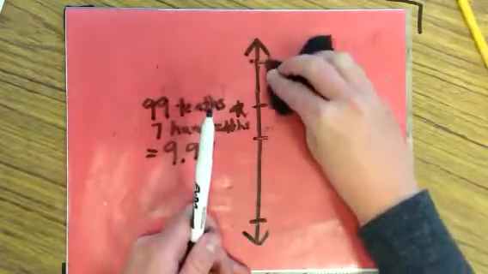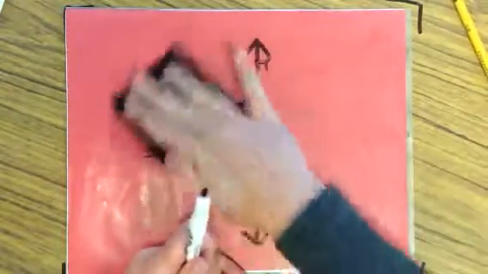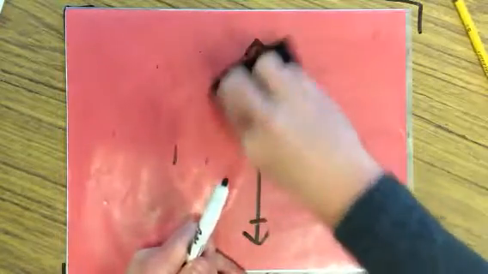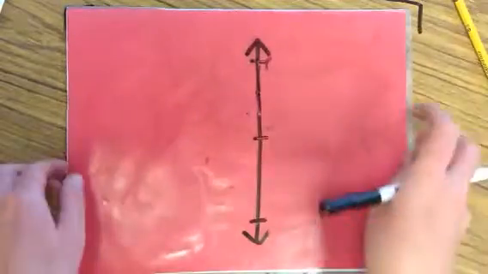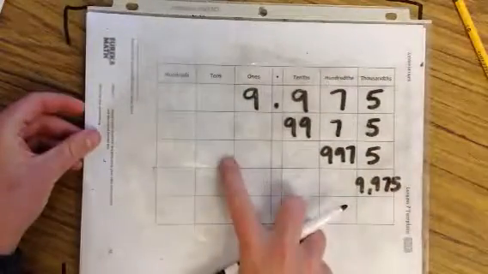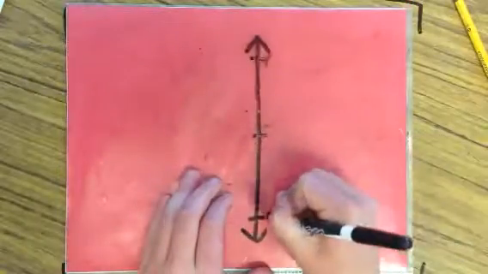Let's keep on going and round to the nearest hundredth now. Okay, nearest hundredth. This time I'm using my third row, 997 hundredths. It's my bottom boundary.